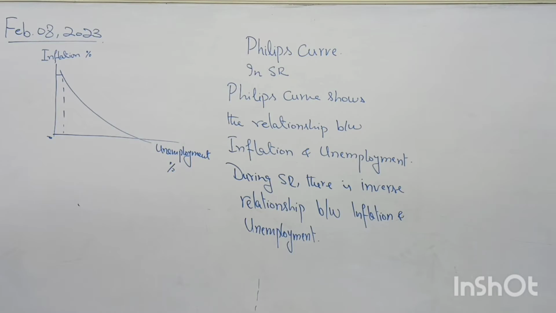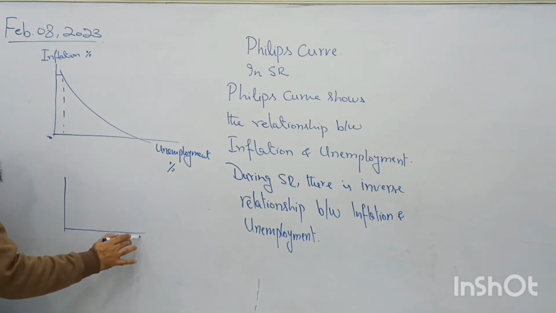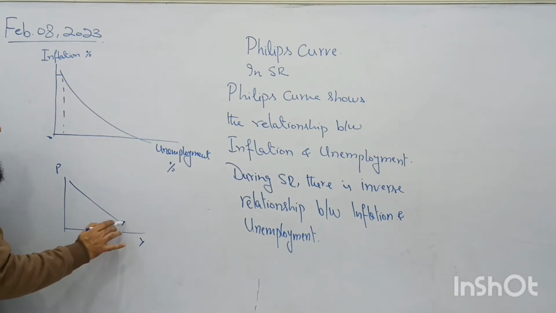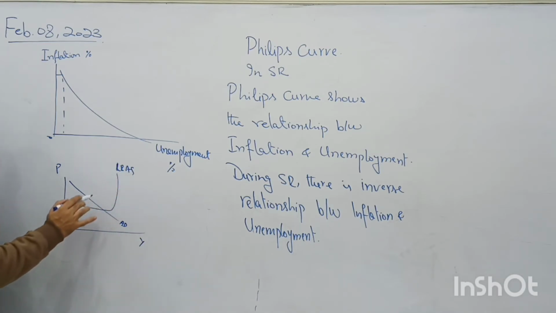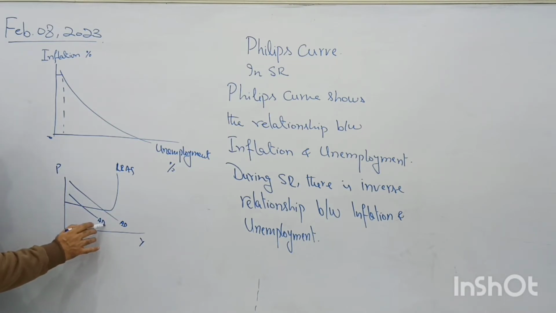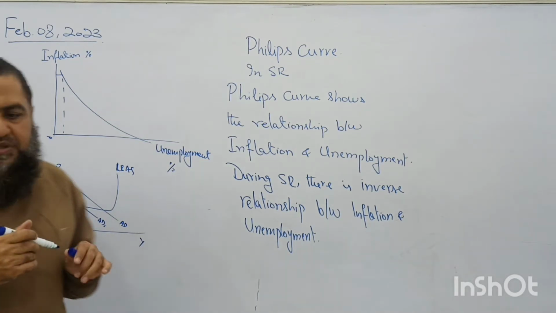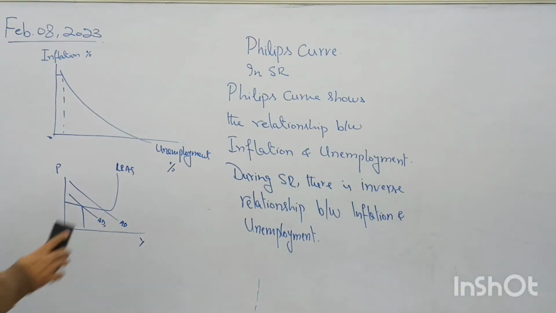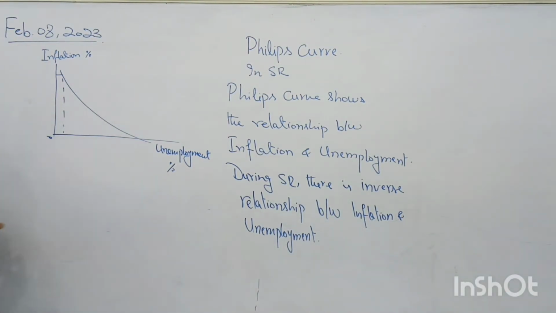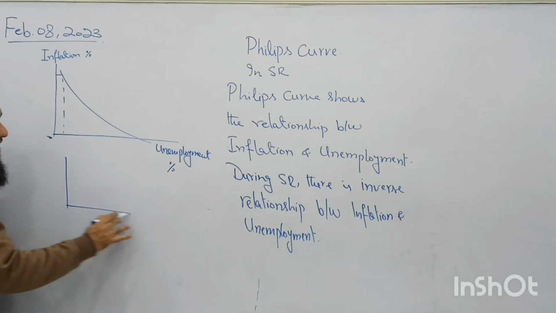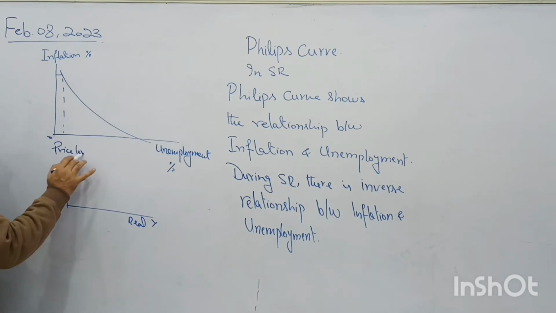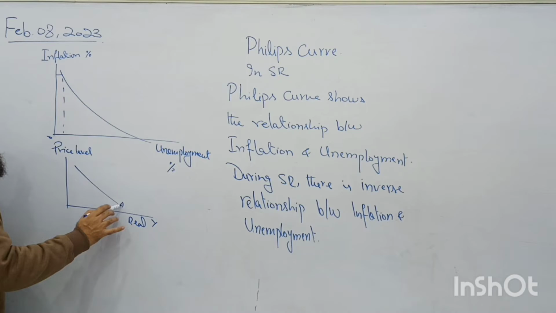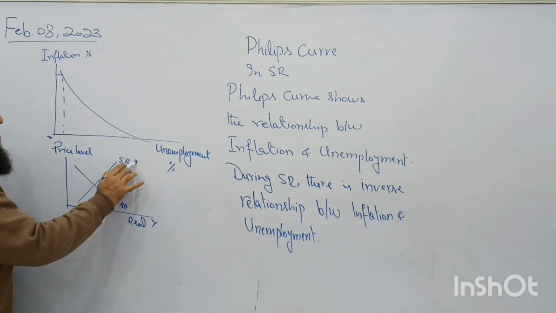Let me show you the back end phenomena. Here I am taking aggregate demand, and this is the long run aggregate supply. You can see first this was the aggregate demand. I should also draw a short run aggregate supply curve, which is upward sloping. Over here, this is the real GDP and this is the price level. Now this is the aggregate demand, this is the short run aggregate supply.